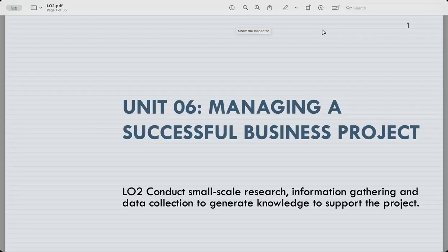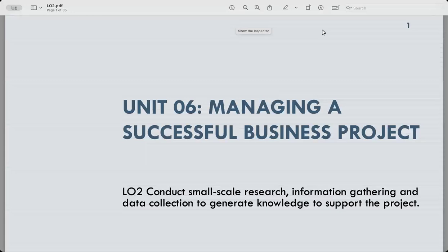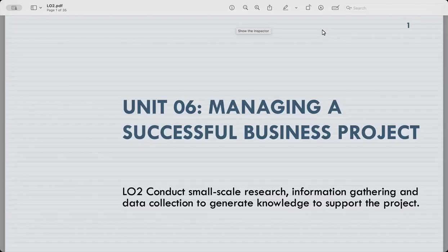So today we will be focusing on learning outcome two, which is all about how to conduct small scale research by gathering information and collecting data to build useful knowledge for your project. This stage is where your project really starts to take shape. So let's make sure you understand how to do it well.